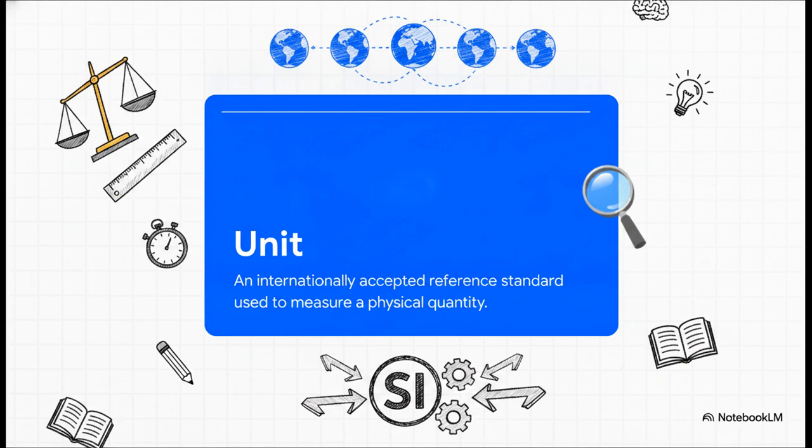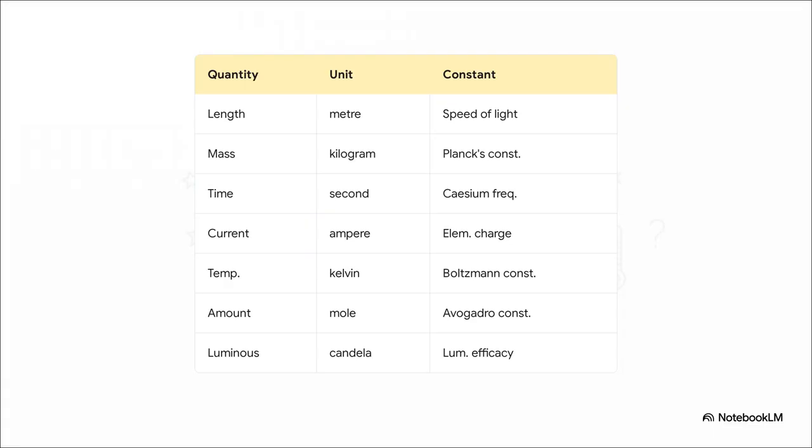But the world, and more importantly your exam, now overwhelmingly relies on the SI system. It's a standard because it operates on a highly convenient decimal-based system, which makes conversions an absolute breeze. Now take a look at these 7 base SI units. What's truly fascinating is that final column on the right. In 2018, the global scientific community made a massive structural revision to this system.